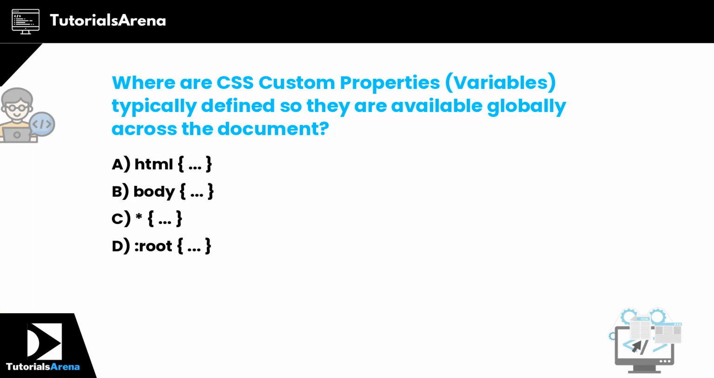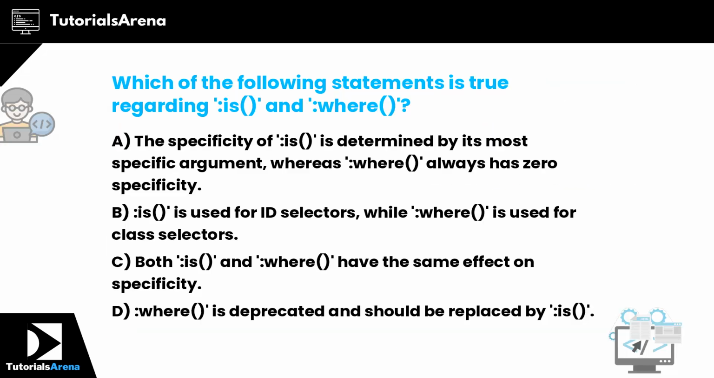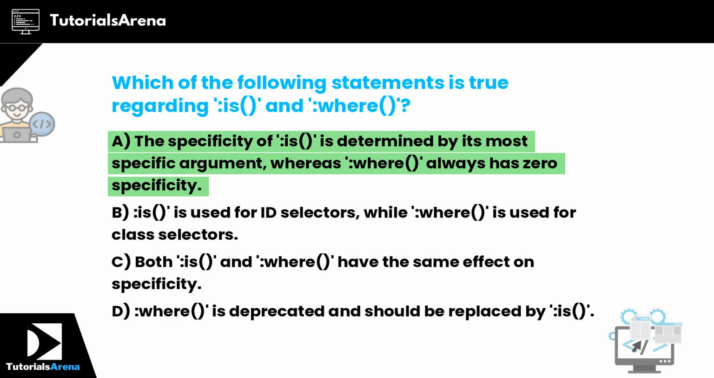Where are CSS custom properties, variables, typically defined so they are available globally across the document? The correct answer is option D, :root. Which of the following statements is true regarding :is and :where? The correct answer is option A. The specificity of :is is determined by its most specific argument, whereas :where always has zero specificity.